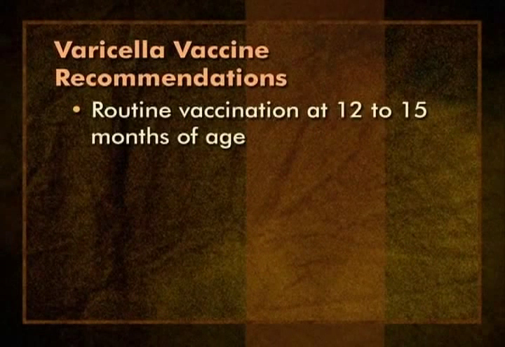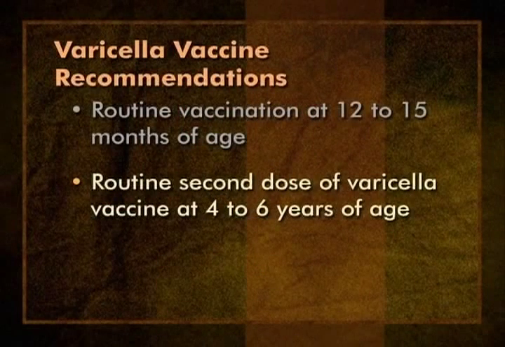All children without contraindications should receive varicella vaccine as a routine vaccination at 12 to 15 months of age. Notice that this is a change from prior recommendations, which were for the first dose at 12 to 18 months of age. The vaccine can be given as either single antigen varicella vaccine or MMRV. The new age recommendation is intended to harmonize the varicella vaccine recommendation with that for MMR and to avoid interference with circulating maternal antibody to varicella.